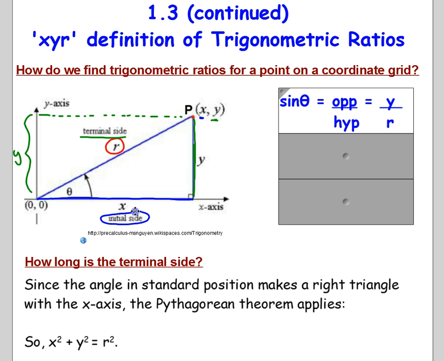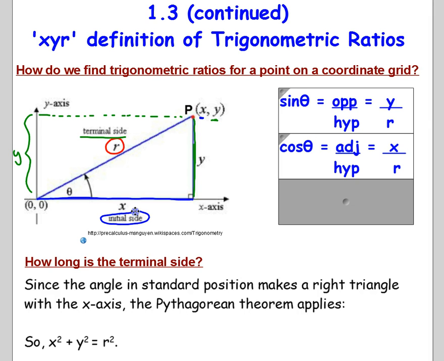Now r there is being kind of borrowed from the radius of a circle, but there's no circle on this diagram, and yet we could imagine perhaps this terminal side being the radius of a circle that would rotate around in our grid. Now that's just an aside, but that's where it comes from, okay?